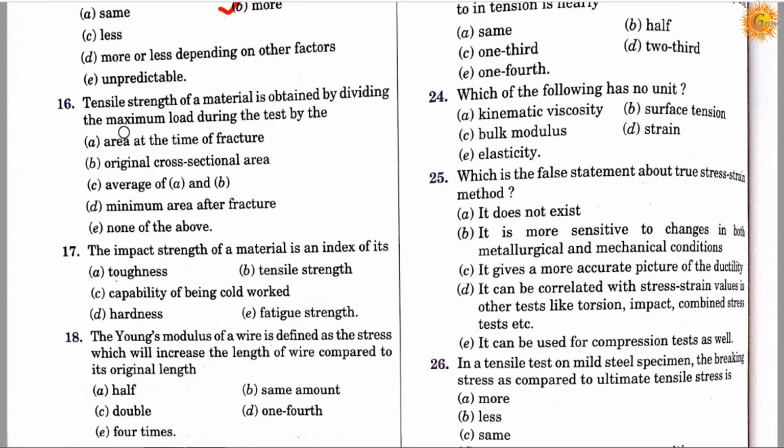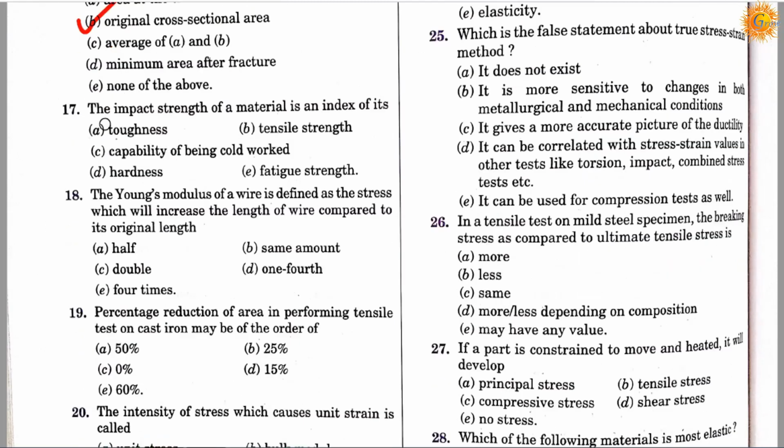Question number 16. Tensile strength of a material is obtained by dividing the maximum load during the test by the: option A, area at the time of fracture; option B, original cross sectional area; option C, average of A and B; option D, minimum area after fracture; and option E, none of the above. Correct answer is B, it will be original cross sectional area. Question number 17.